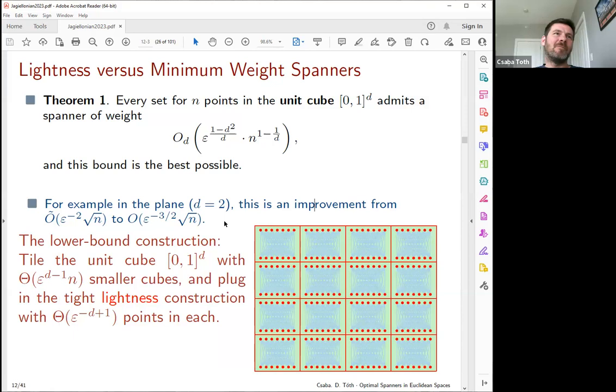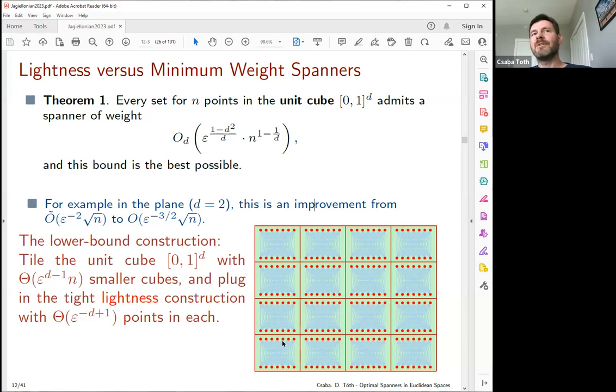So here's the lower bound construction. One places n points in a unit cube. How do we do that? We partition the cube into epsilon to the d-1 times n smaller cubes and place this tight lightness construction in each cube. And then it's an easy calculation that in each of these small cubes, the lightness lower bound still carries through.